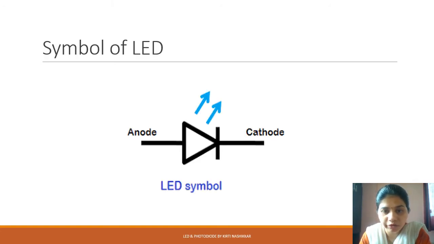This is the symbol of LED. As you can see here, the symbol of LED is very similar to that of the PN junction diode. The only difference is these arrows. In case of LED, these arrows must be outwards, as it is the light emitting diode. The rest of the symbol is very similar to that of the PN junction diode. This is the positive terminal, anode, and this is the negative terminal, cathode.